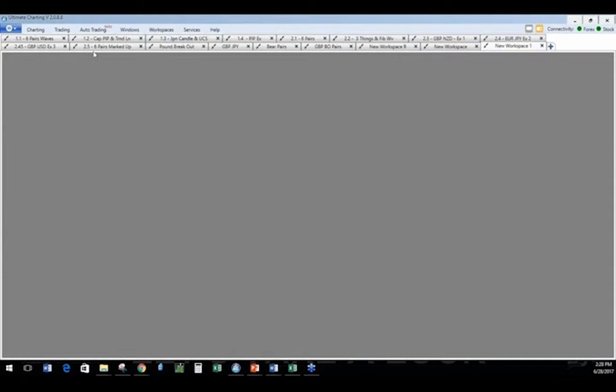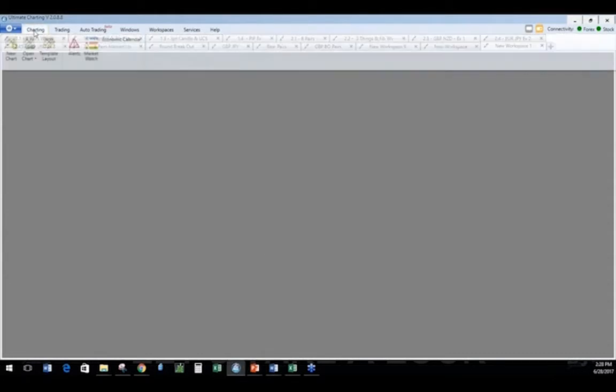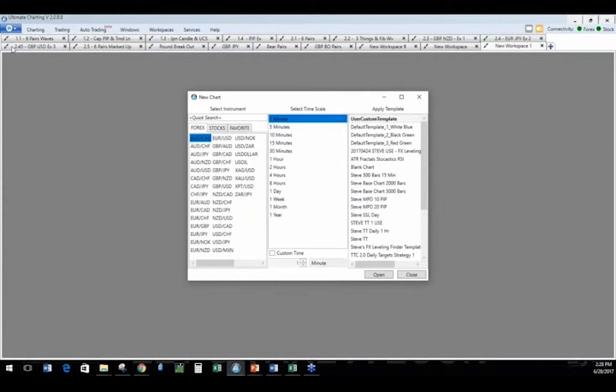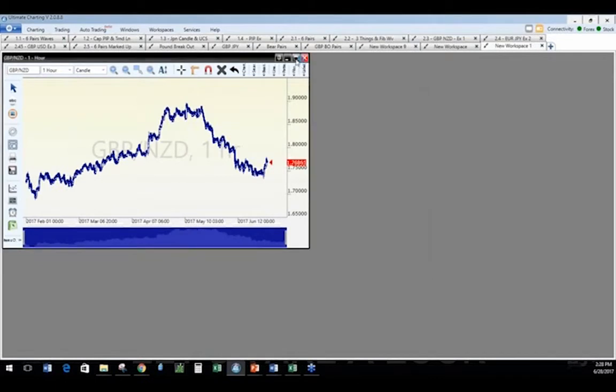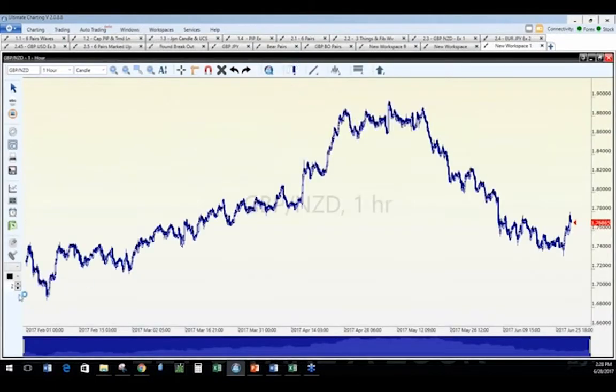Okay, so what I want to do is start off from scratch, and this is what we call our charting software. So I'm just going to open up a brand new chart from scratch, and I'm going to go to a new chart, and I'm going to look at the British pound, New Zealand dollar. Part of the reason for this is it's really moving right now. This is one of the hot pairs, you could call it. So I'm just clicking on British pound, New Zealand. I'm going to go to a 1 hour chart, and I'm just going to hit open. Okay, and that's all it takes to open up this screen.